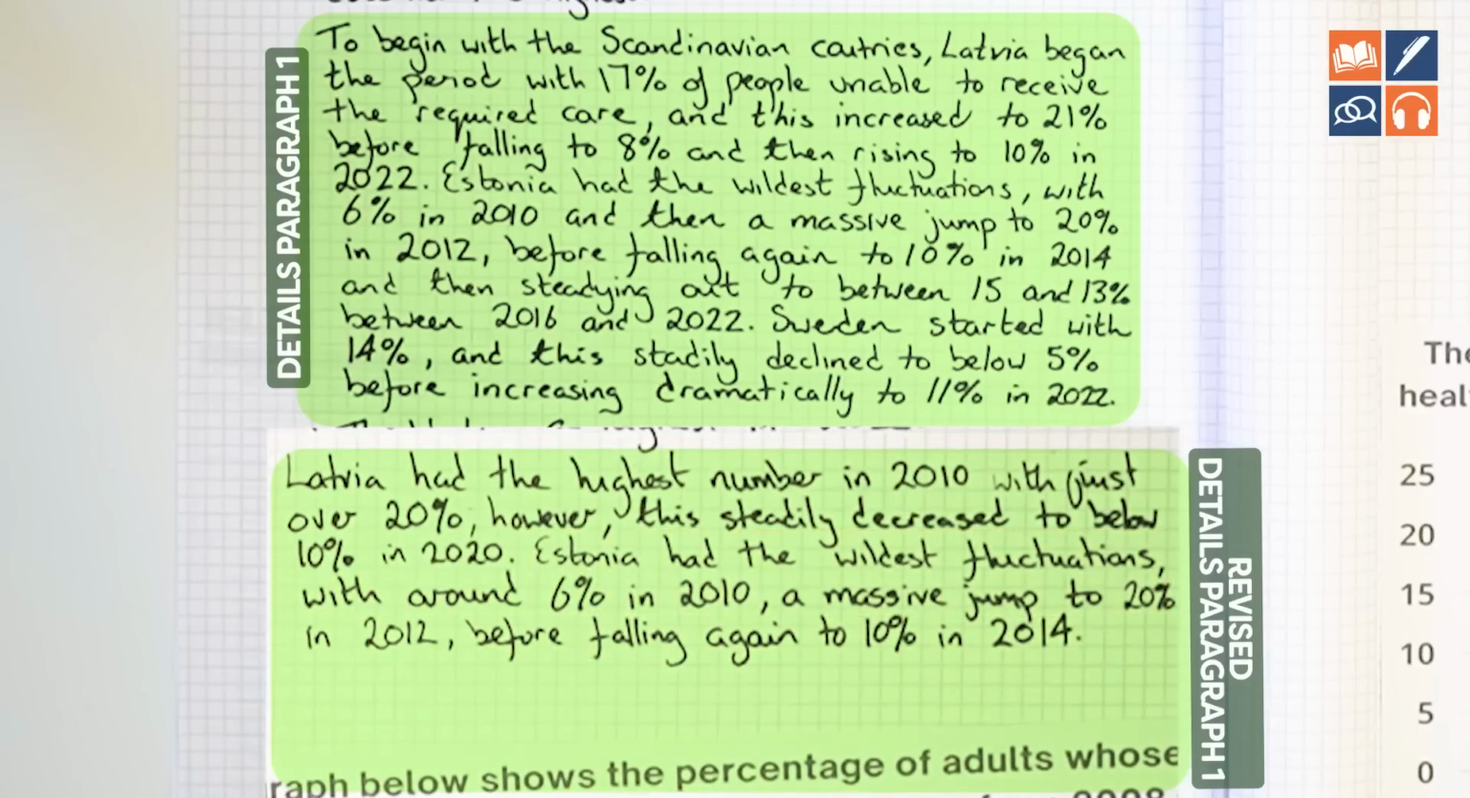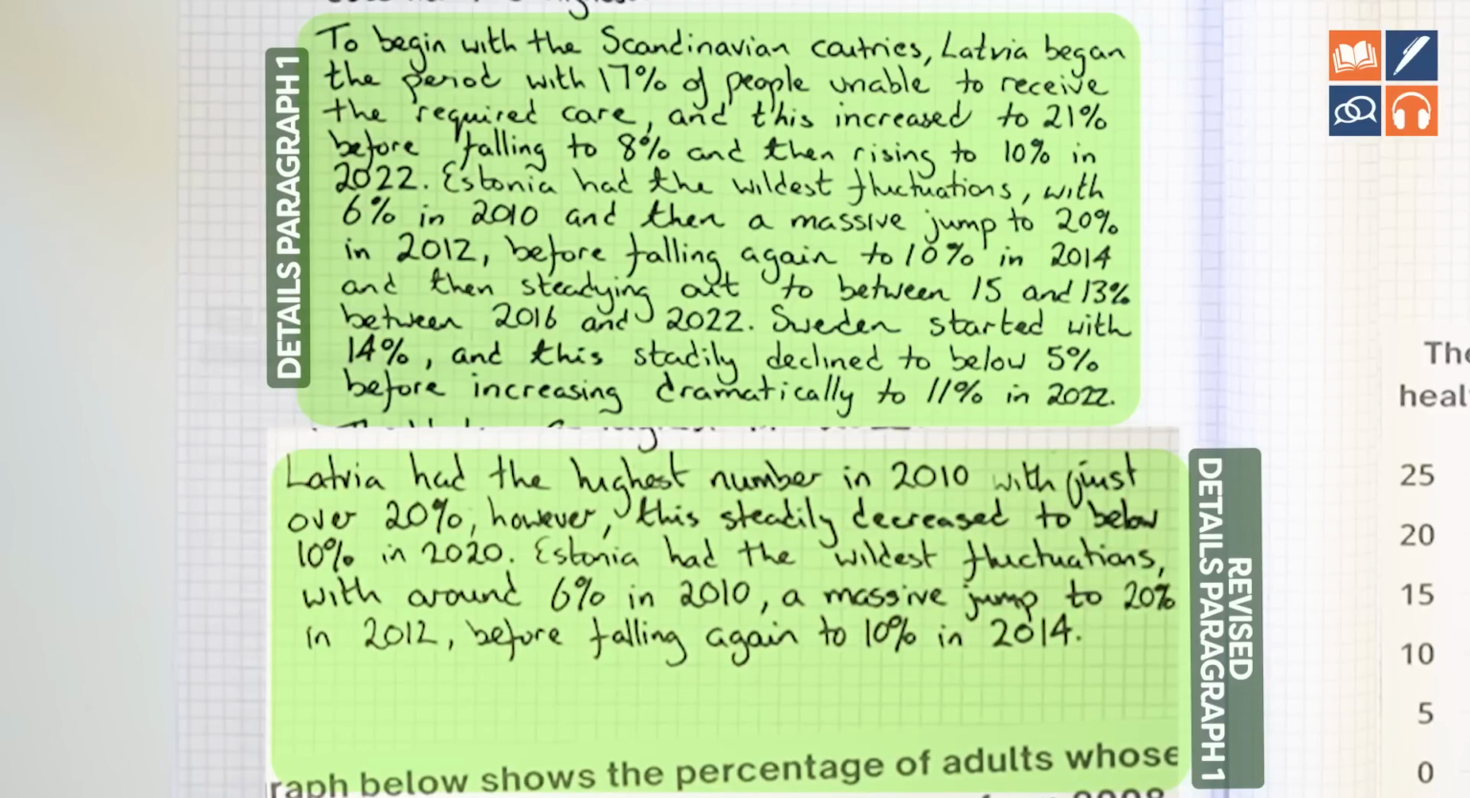It could be the biggest or the largest fluctuations, with around 6% in 2010, a massive jump to 20% in 2012. So we can be precise because it's right on the line here at 20%, so we can just say 20%, before falling again to 10% in 2014. Again, it's right on the 10% line, so we can say that.